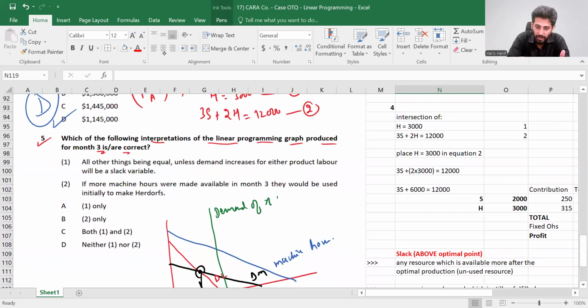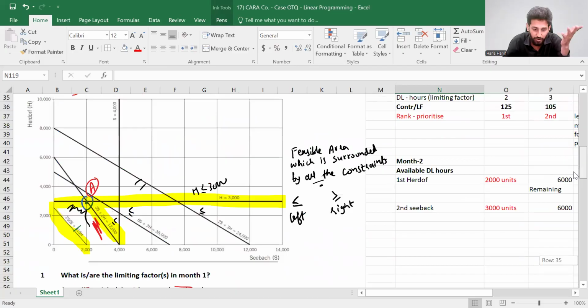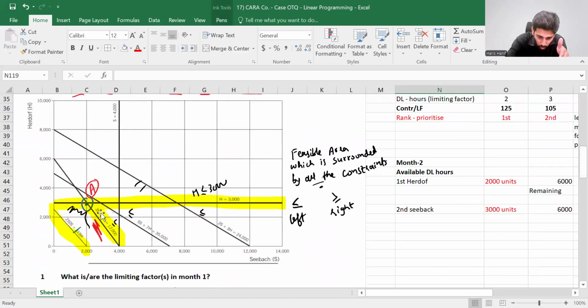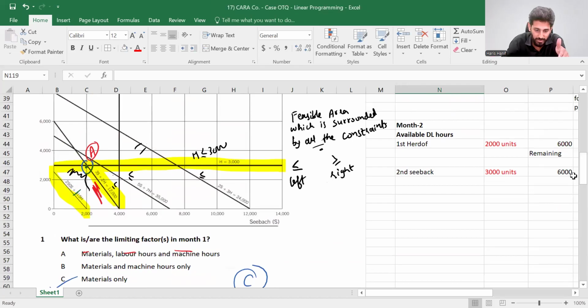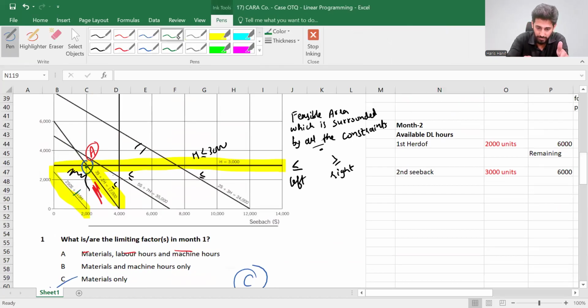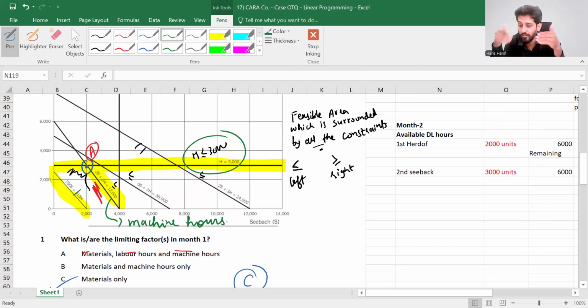Now, in the graph, we have to study the graph. We have to read the graph. Please see that this is the graph for month 3. In month 3, this is the 3S and 2H. This is the machine hours. So this is basically the line of machine hours, and this is the demand for heard of. So the line of machine hours and the line of demand.